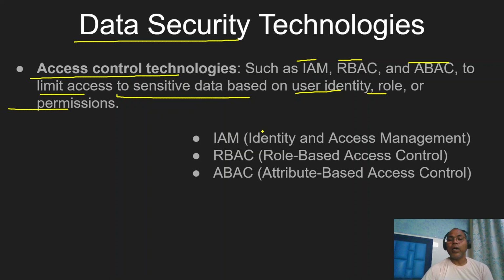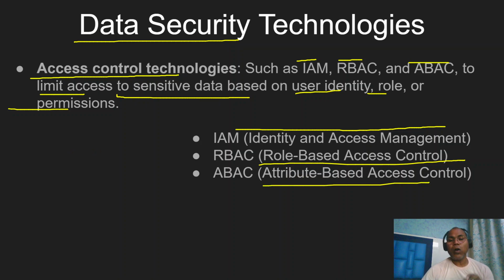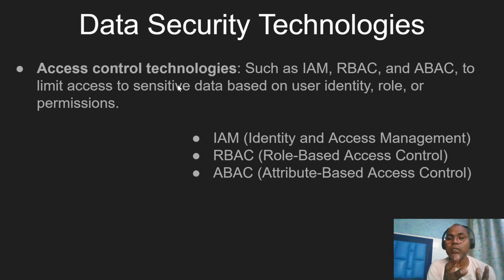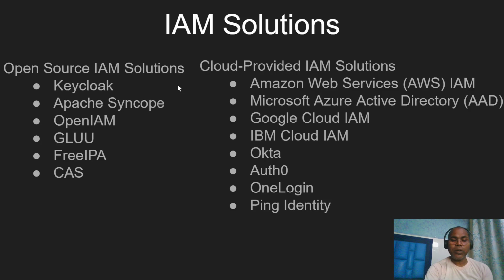So you can say here identity and access management, role-based access control, attribute-based access control, with lots of applications, open source and cloud provider, available. So don't worry, we are not going to invent everything. As a system design engineer, we just have to be aware that these technologies are already available, and we have to explore them. So these identity and access management solutions are already available.